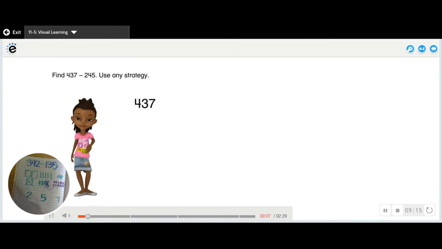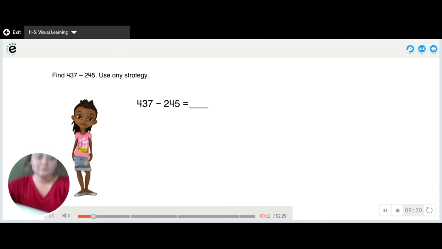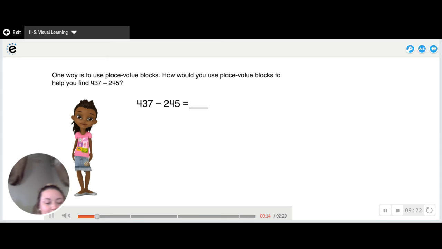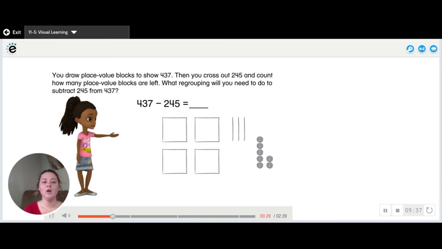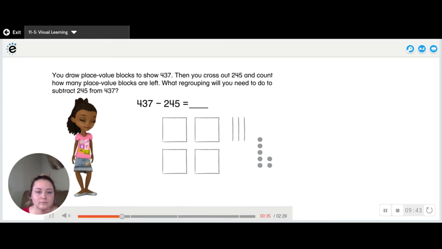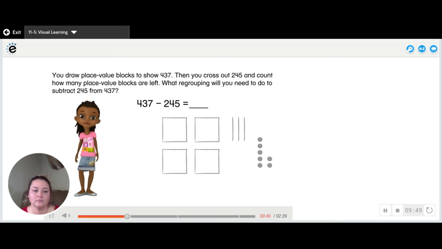Find 437 minus 245. Use any strategy. One way is to use place value blocks. How would you use place value blocks to help you find 437 minus 245? You draw place value blocks to show 437. Then you cross out 245 and count how many place value blocks are left. What regrouping will you need to do to subtract 245 from 437?